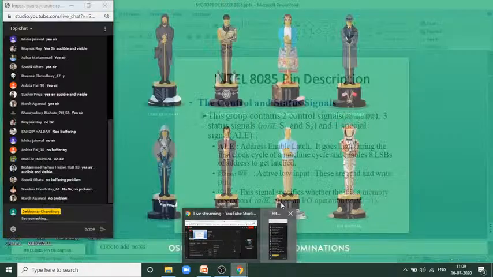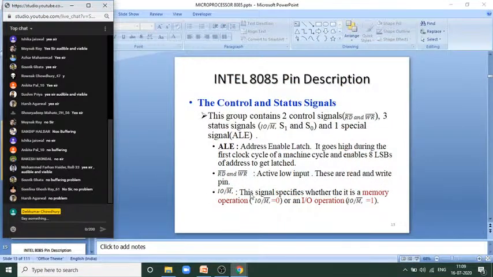With the help of IO/M bar, we can perform memory operation or IO operation. Memory operation is performed when IO/M bar is 0, and IO operation is performed when IO/M bar is 1. M is for memory, IO for input output, so when an IO operation is performed, IO/M bar should be 1.